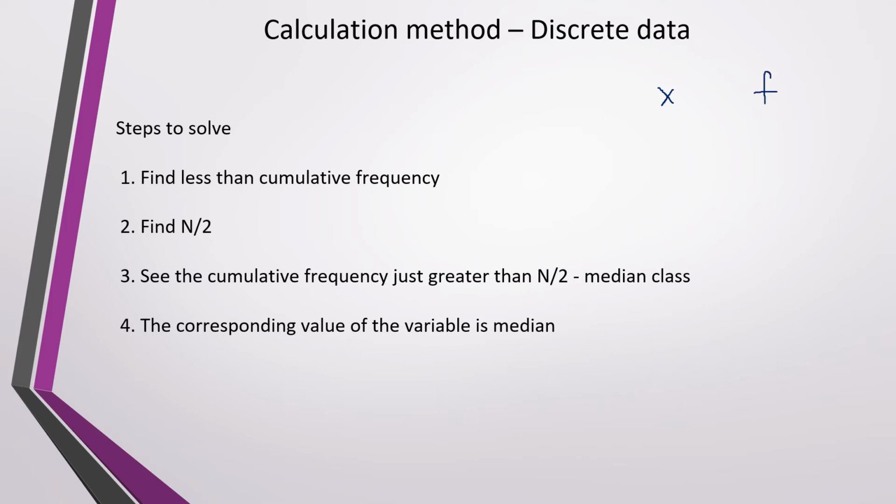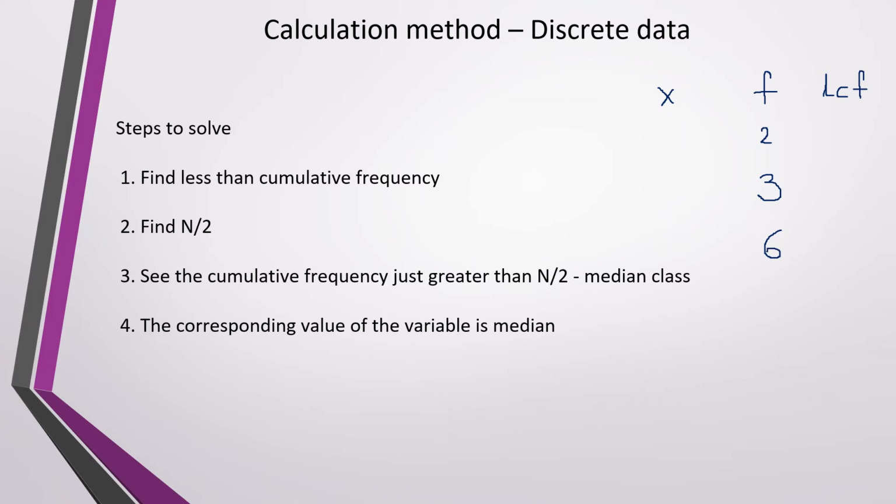In discrete data we have two values, one is X and another is F. We are supposed to find the less than cumulative frequency. So we can calculate this less than cumulative frequency by adding up the frequencies. Say for example, if you are having the frequency as 2, 3 and 6.